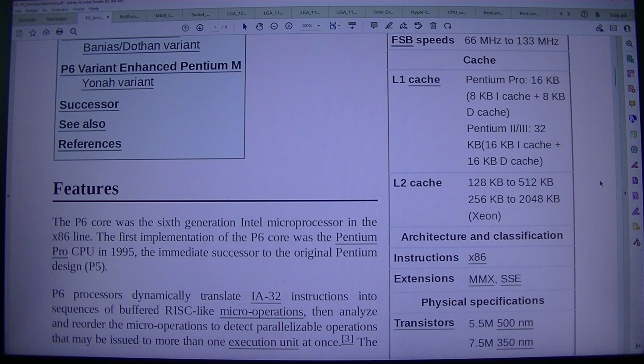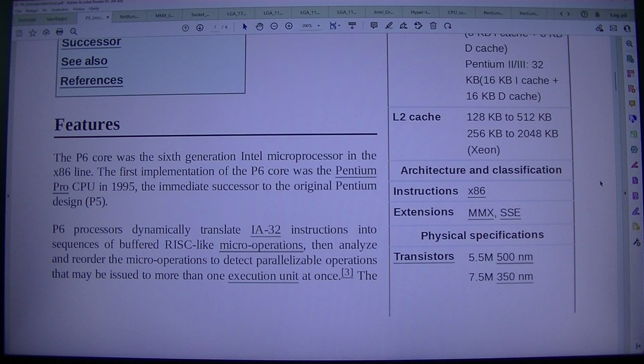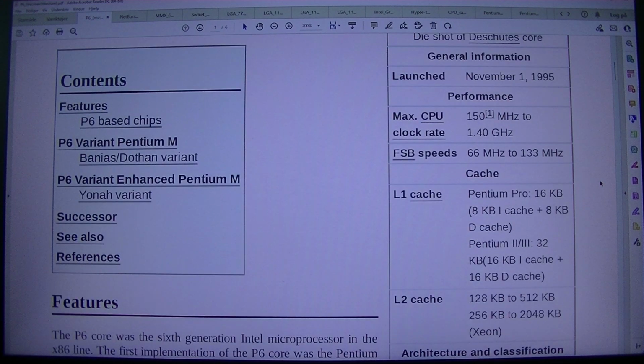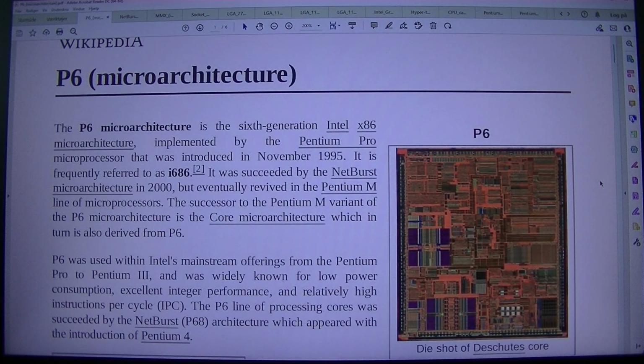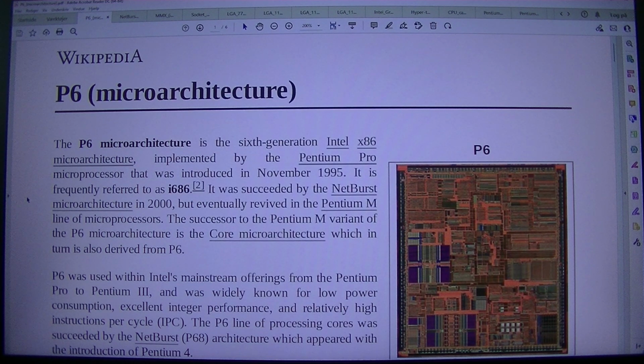Xeon. Architecture and classification. Instructions: x86, extensions MMX, SSE. Physical specifications: transistors 5.5M at 500 nm, 7.5M at 350 nm. The P6 microarchitecture is the 6th generation Intel x86 microarchitecture, implemented by the Pentium Pro microprocessor that was introduced in November 1995. It is frequently referred to as i686. It was succeeded by the NetBurst microarchitecture in 2000.